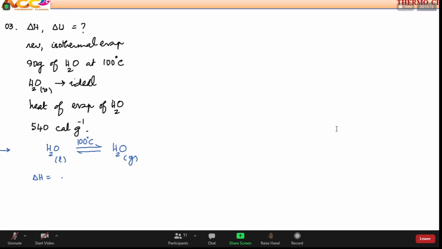Del H is equal to 540 calories per gram. No, sir. No, sir. It is 540 calories for 1 gram. We never measure del H for 1 gram. We measure for moles, right? Therefore, 90 grams of water. What is the total amount of energy? Total amount of energy will be dash. For 1 mole, 540, right? No, sir. We have grams.